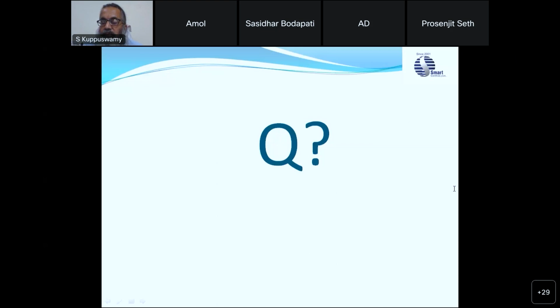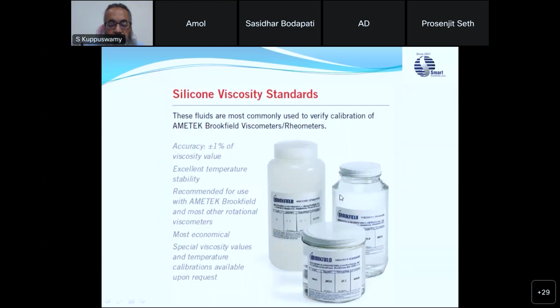Depending upon the LV or RV model, you need to select the suitable spindle. When you select a certain spindle and a certain speed on the instrument, you will get some full scale range. You need to select one speed which is closer to your reference standard, hook the spindle to the instrument, and run with the proper temperature setup. The value displayed on the instrument display and the value on the reference standard certificate should be near to each other.